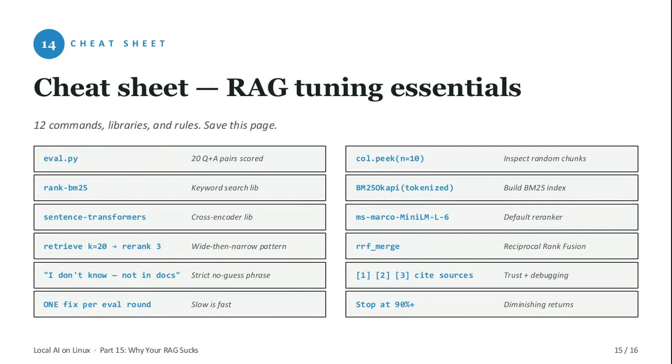And here's your cheat sheet. Screenshot it, print it, tape it to your monitor. The left column is your workflow. Build eval.py with 20 scored pairs, peek at random chunks, retrieve wide and re-rank narrow, refuse to guess, and fix 1 thing per round. The right column is your toolkit. Rank BM25 for keyword search, sentence transformers with MS Marco MiniLM L6 for re-ranking, RRF to merge results, citations for trust, and the discipline to stop at 90%. That's the whole playbook on 1 page.